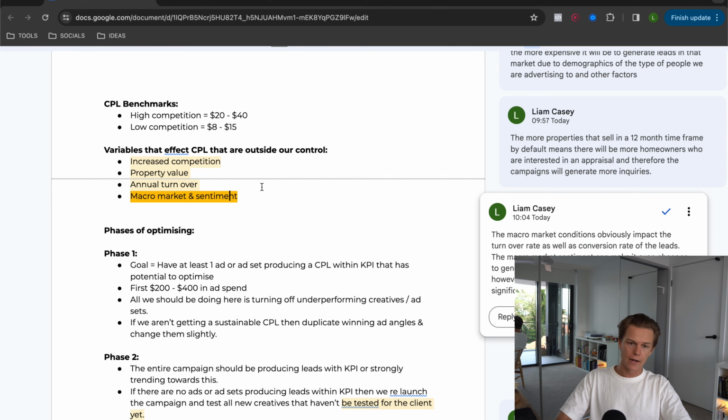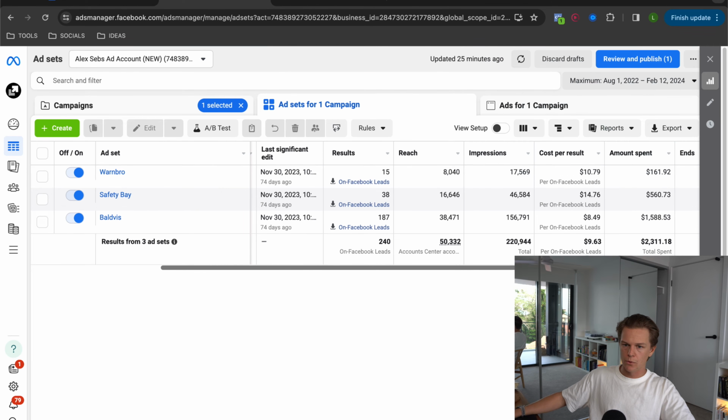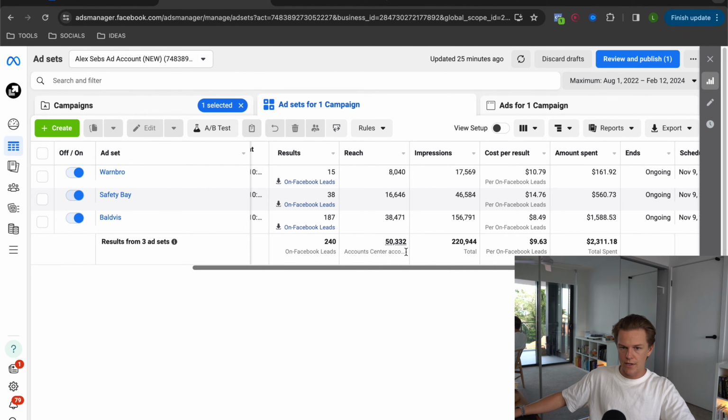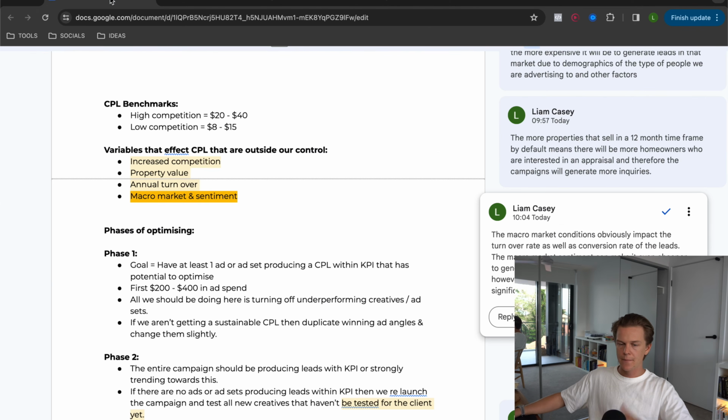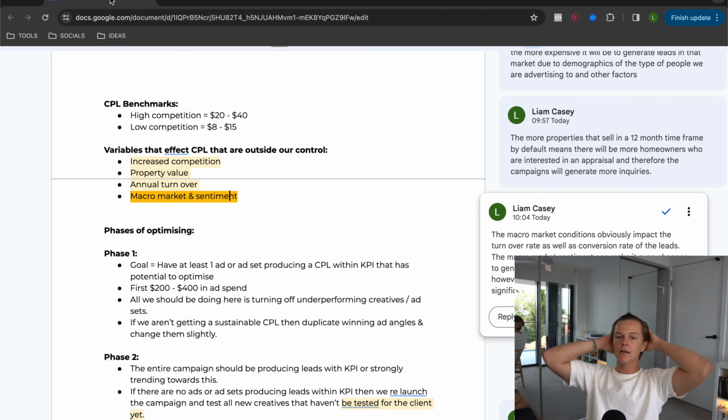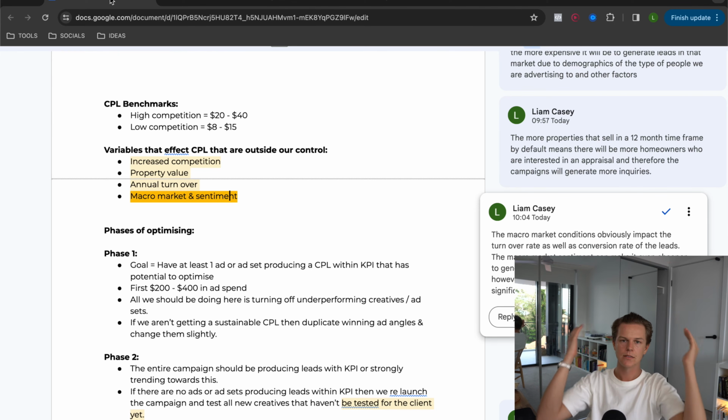Say, for example, right now we're getting very cheap leads for our clients. For this client right here, we're getting a $9.63 cost per lead; we've generated 240 seller inquiries and spent $2,300. Another client here, $10.55, we generated 277 leads and spent $2,400. That in any market is an insanely cheap cost per lead. However, with the macro sentiment right now, people aren't selling as frequently. So we might be getting a lot of cheap leads, but they're converting at a lower rate on the back end. Therefore, we're less profitable than we would usually be in a hotter market.